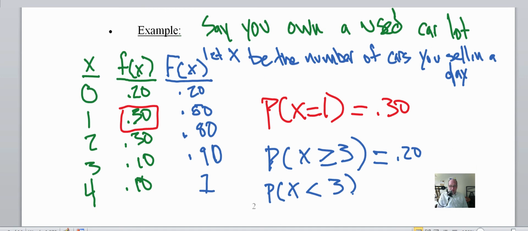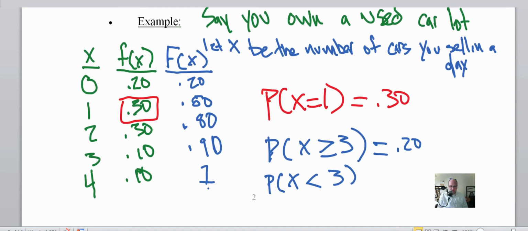I could write that as something different. Since these are discrete, I can write this as the probability that x is less than or equal to 2. These two are equivalent: the probability that x is less than 3 and the probability that x is less than or equal to 2. Let me show you why those are equivalent.